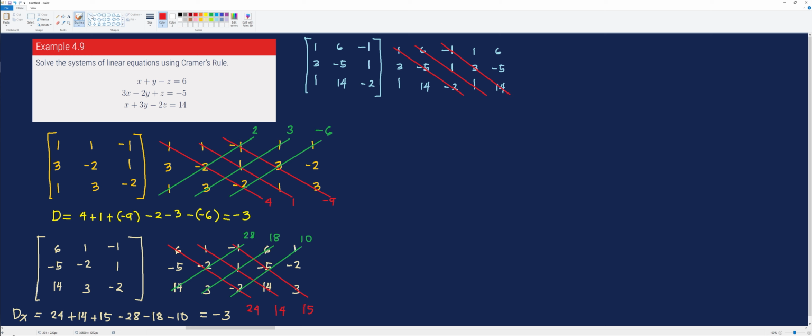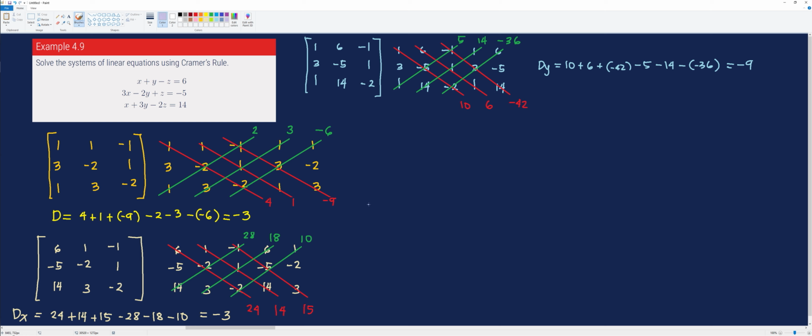Then, calculating the determinant of the matrix, we multiply this, and this. So this gives us positive 10. This is positive 6. And this one is negative. And this is -42. And we have this, and this. So this gives us positive 5. This is positive 14. And this one gives us negative 36. Then we compute D sub Y, which is equal to 10 plus 6 plus -42 minus 5 minus 14 minus -36. And this gives us negative 9 as an answer.